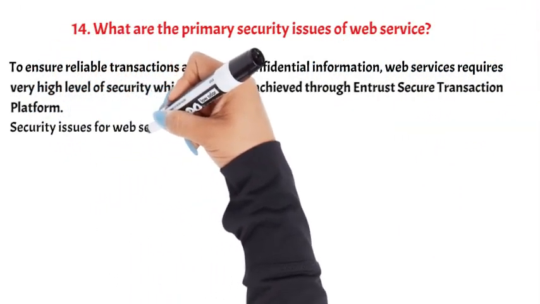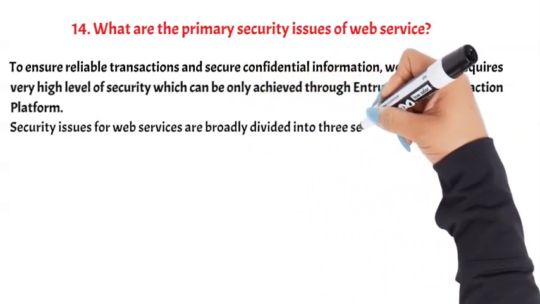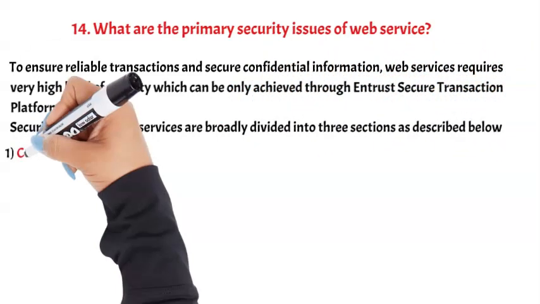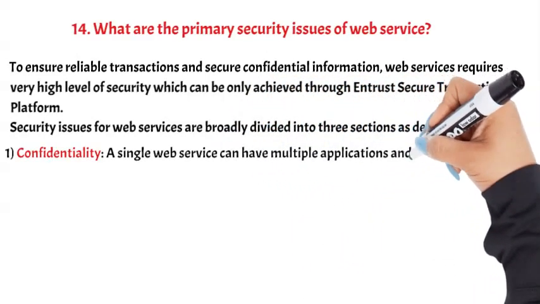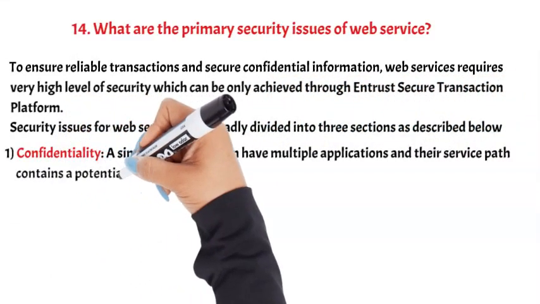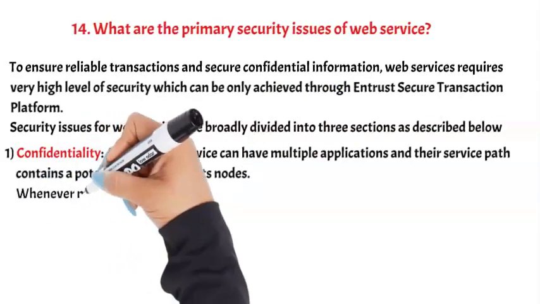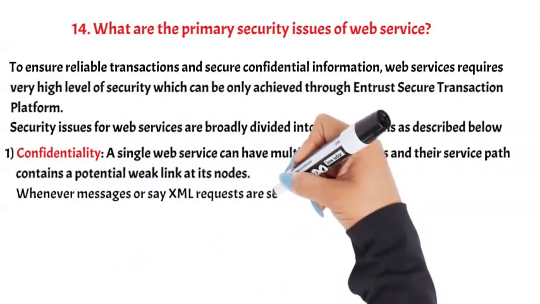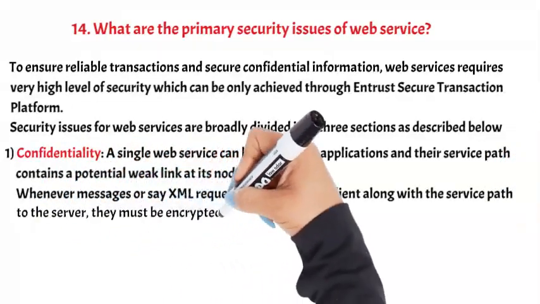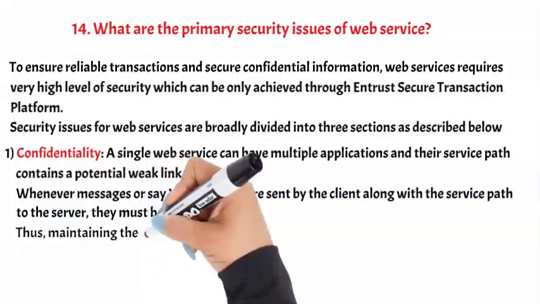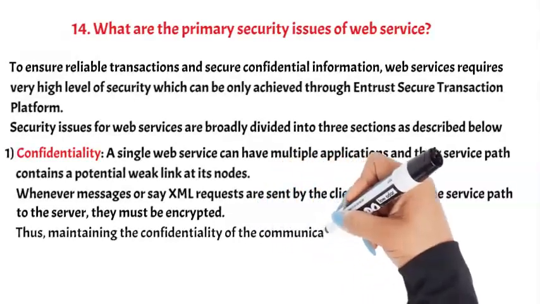Security issues for web services are broadly divided into 3 sections as described below. 1. Confidentiality. A single web service can have multiple applications, and their service path contains a potential weak link at its nodes. Whenever messages, or say XML requests, are sent by the client along with the service path to the server, they must be encrypted. Thus, maintaining the confidentiality of the communication is a must.